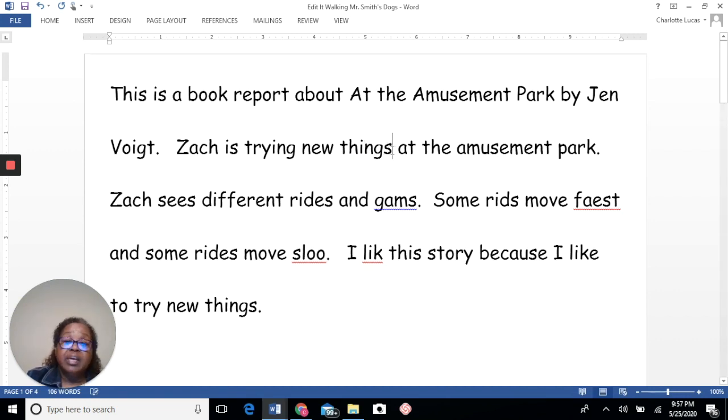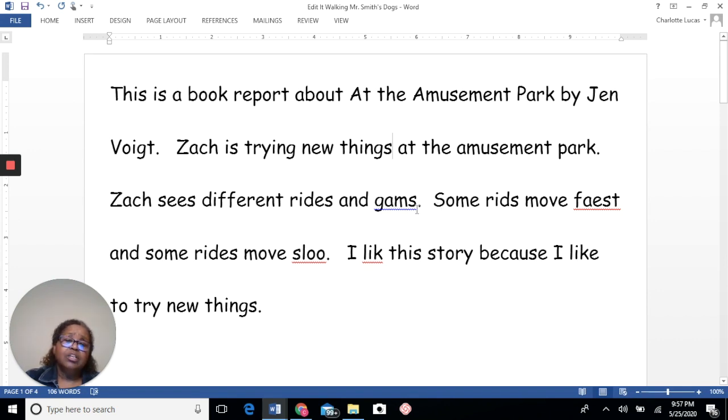If we take the S off, the S is a suffix at the end of the word. Just to check our spelling, thing, we have a thing. Very good. Now we can add our suffix back on, things, because we know we have the word spelled correctly. Zach is trying new things at the amusement park. Zach sees different rides and gams.